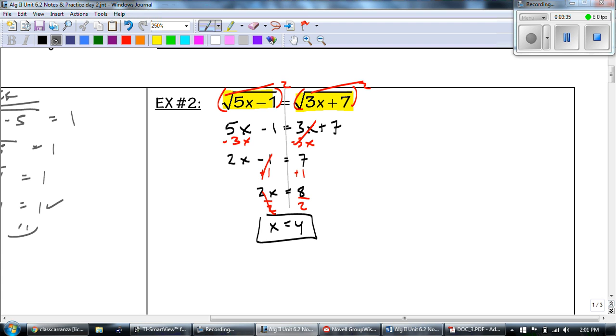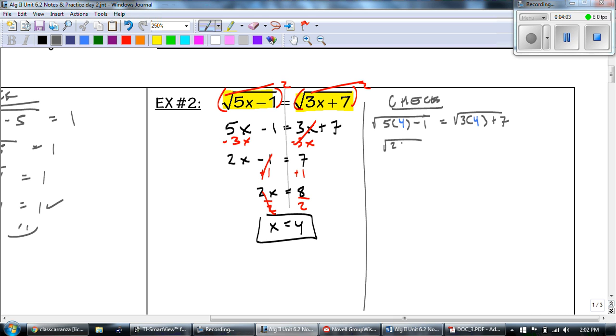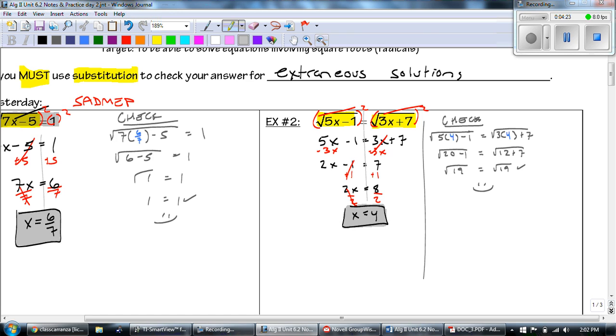Okay, so before I highlight it and say, yes, 100% that is my answer, I have to check it. So I'm plugging in 5 times 4 minus 1, the square root of. Does that equal the square root of 3 times 4 plus 7? I need to plug in 4 to both of those. 5 times 4 is 20, and then 20 minus 1 is 19. On the right side, 3 times 4 is 12, and 12 plus 7 is 19. So yay, it works. That's my answer. x equals 4.